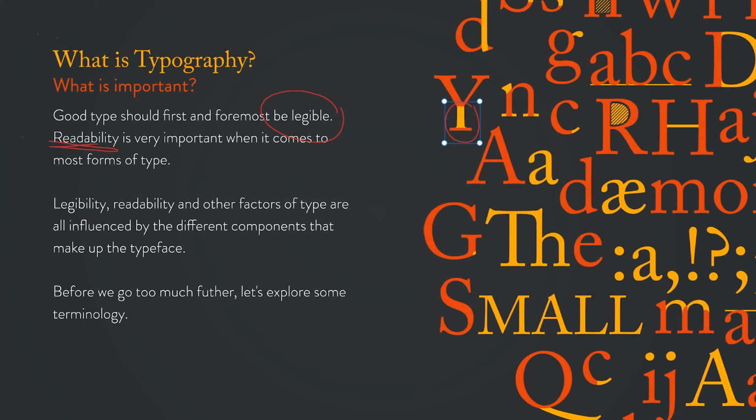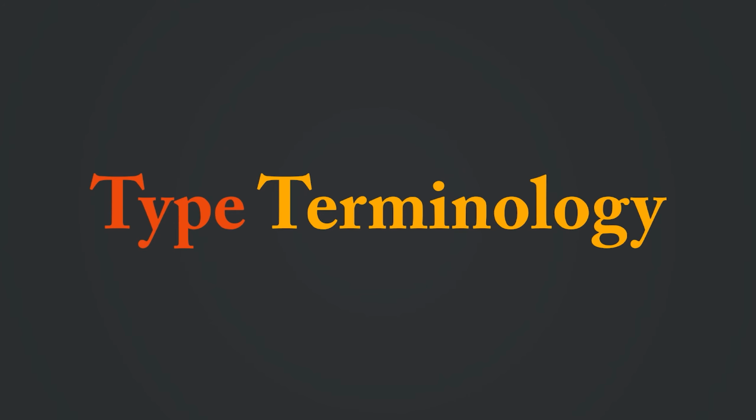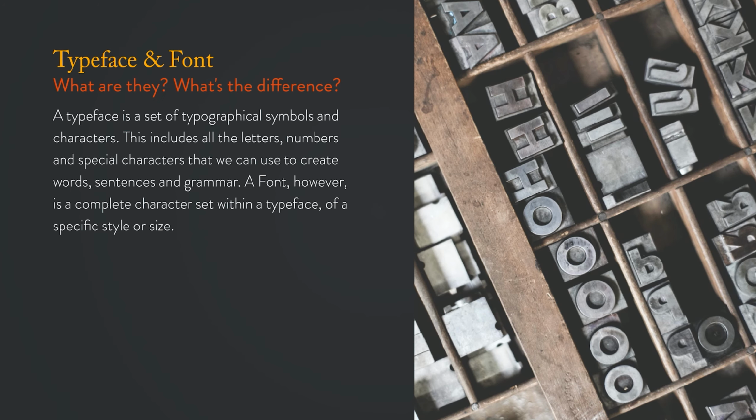And some components here are all highlighted in yellow, as you can see in these selections over here on the right. We'll go through all of this, but before we do, we should probably explore some basic terminology. So, typeface and font. What are they?